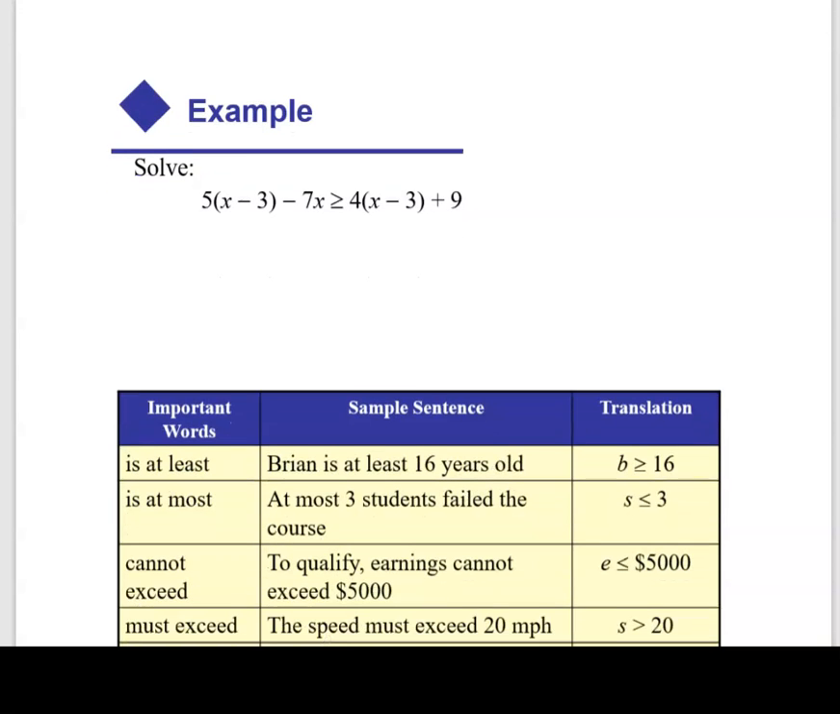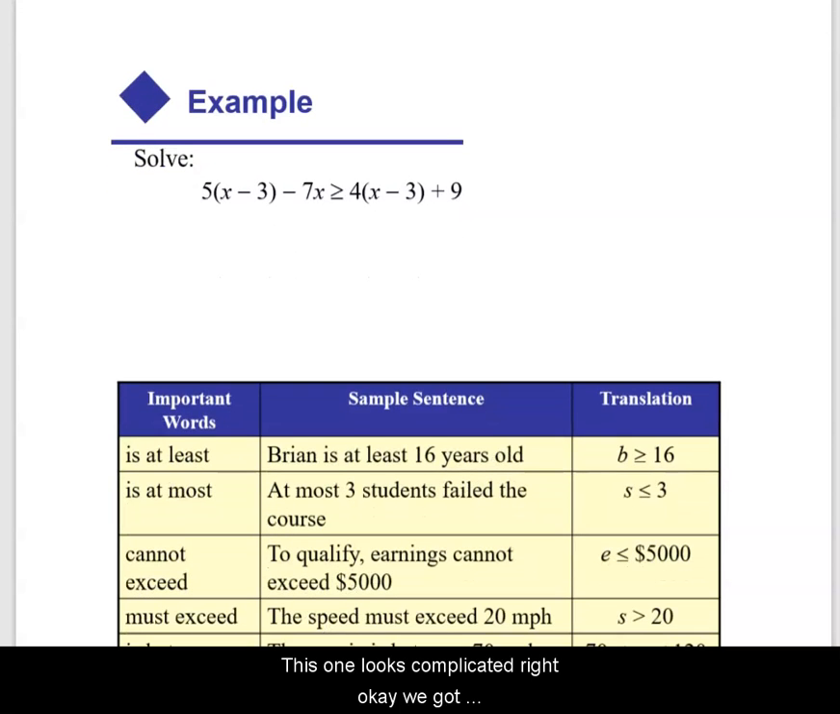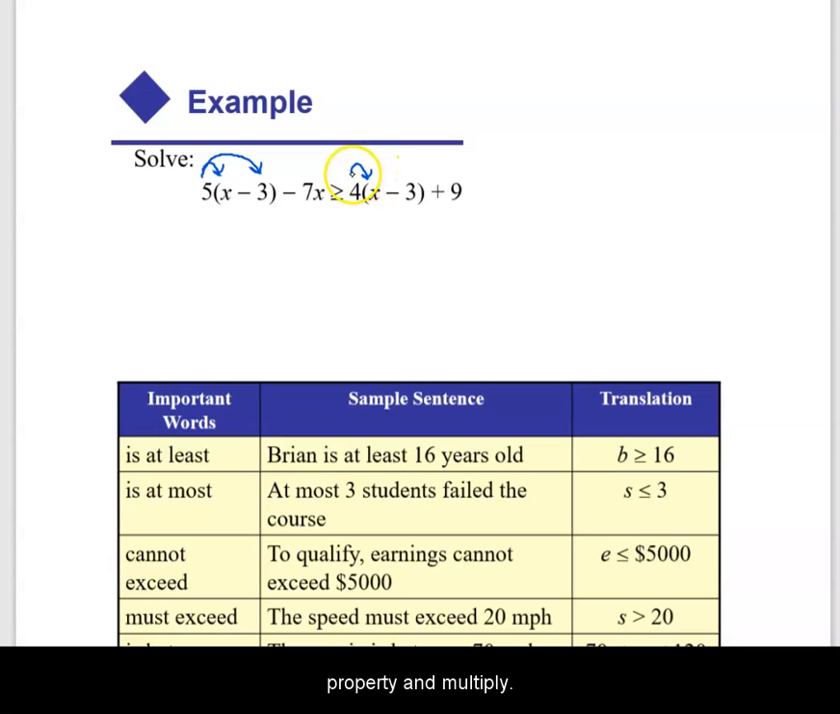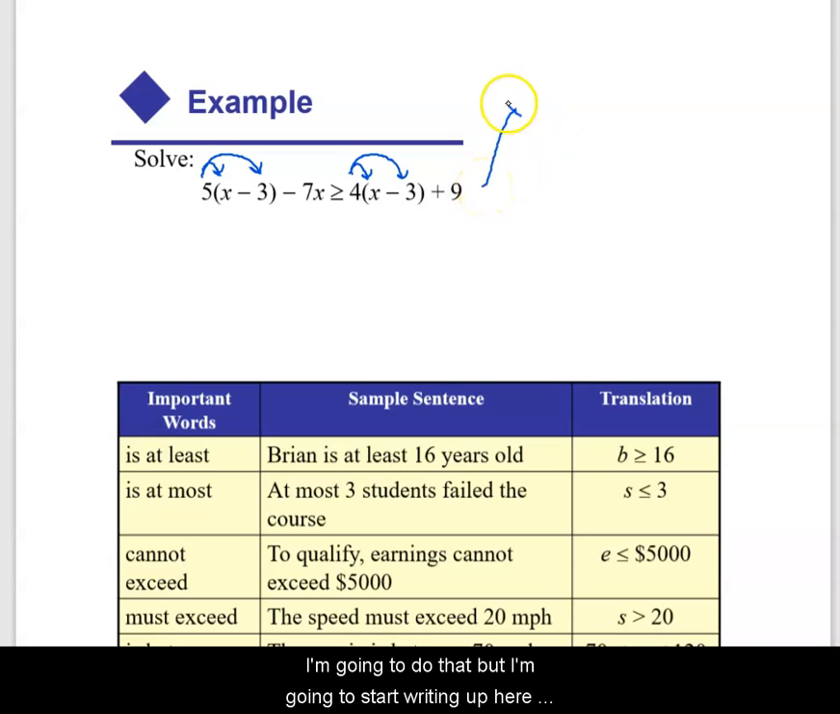Okay. Oh, this one looks complicated, right? Okay. We've got parentheses, so this will kind of review us over what we did before when we were just solving equations. If we've got parentheses, we want to get rid of them, so we need to use the distributive property and multiply out. Okay, I'm gonna do that, but I'm gonna start writing up here so I've got a little bit more room to show you.